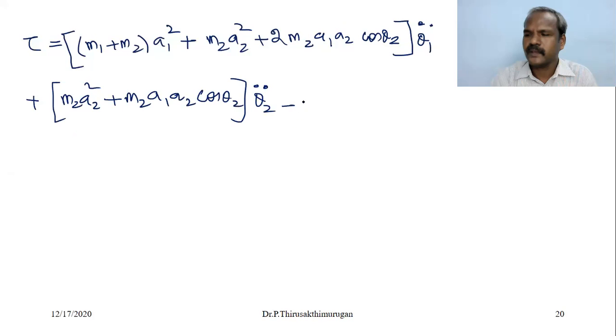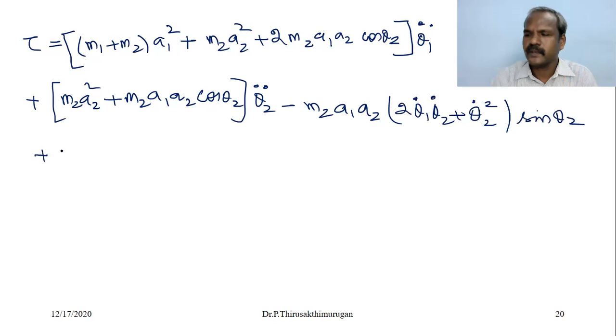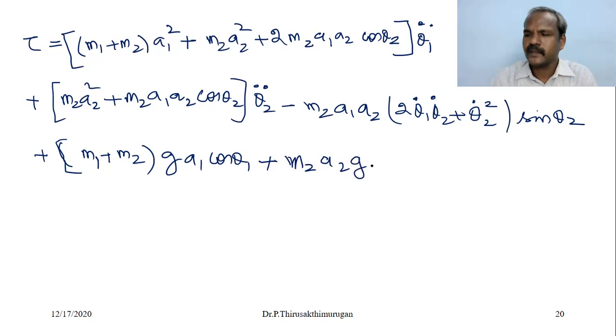minus m2 a1 a2 into 2 theta 1 dot theta 2 dot plus theta 2 dot square of sin theta 2, plus m1 plus m2 of g a1 cos theta 1 plus m2 a2 g cos of theta 1 plus theta 2.